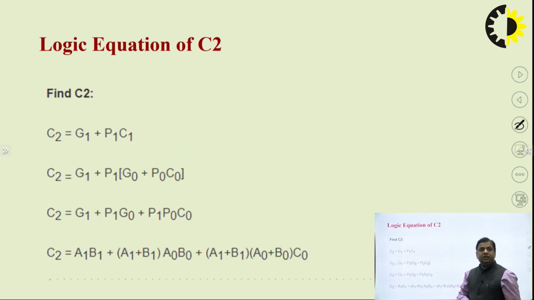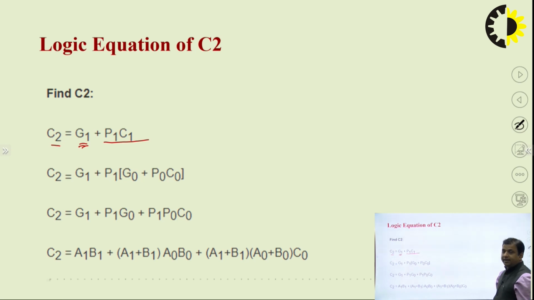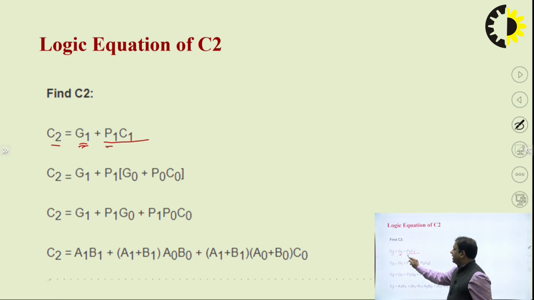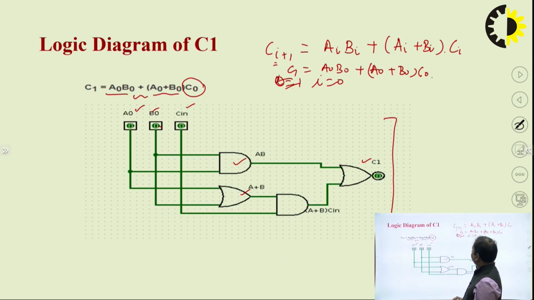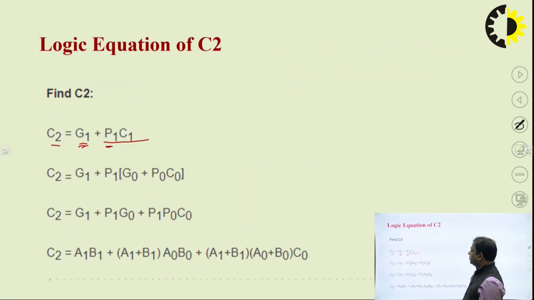Next we can move to the logical equation for the C2. How can we get the C2? Again from the general equation, C2 equals G1 plus P1 into C1. What is G1? That is the carry generator, and P1 is the carry propagator. So just put the value of G1 and P1. The value of P1 is A1 plus B1.